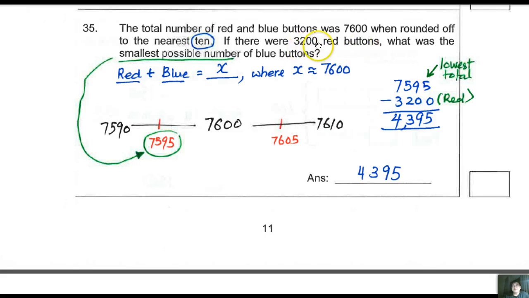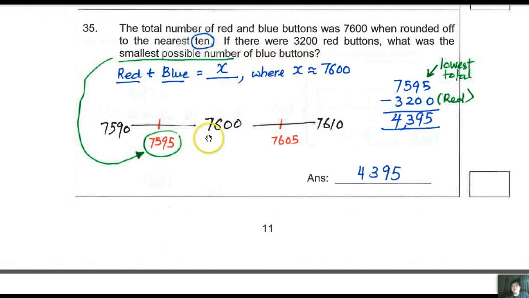So what you can do is first we'll get the lowest total. Can you see here, where's the lowest total? You can see the smallest possible number, which is this. I determine the total smallest possible number of red and blue, which is this number. All you have to do is take away 3002. Then you should get the smallest possible number of blue buttons.